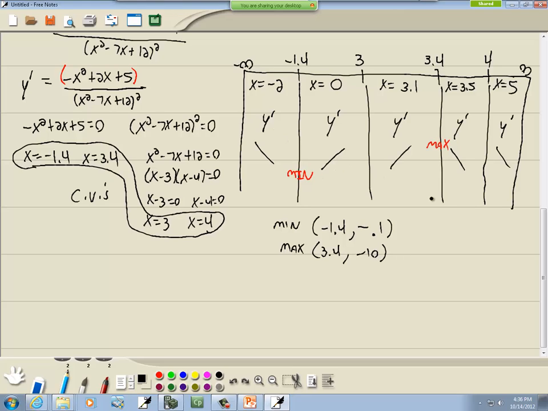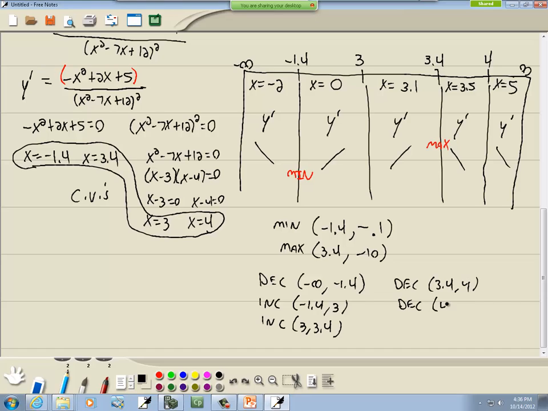And then we also have our increasing and decreasing information here. This is decreasing from negative infinity to negative 1.4. Then it's increasing from negative 1.4 to 3. And then it's increasing from 3 to 3.4. And then it's decreasing from 3.4 to 4. And then it's also decreasing from 4 to infinity.